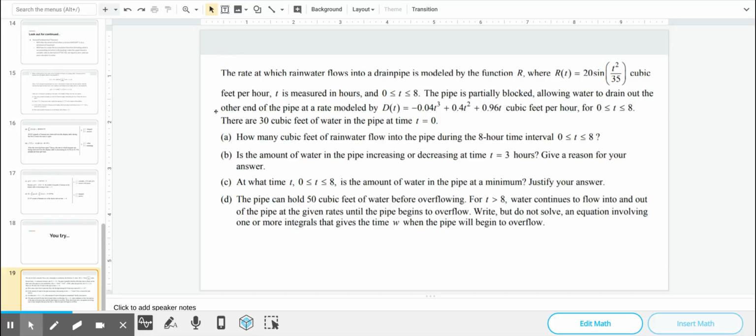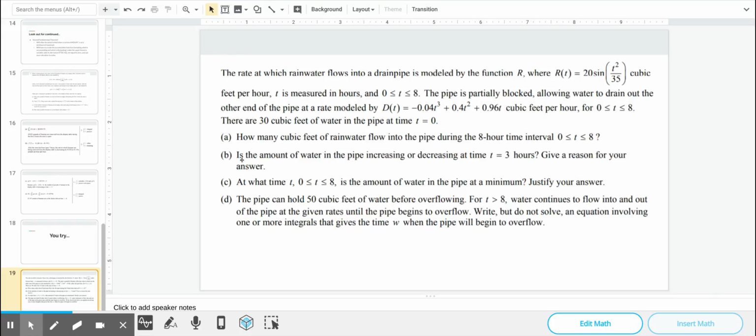The basic idea here is that we have a drain pipe where water is flowing into it from one end, and then it's flowing out the other end, but the drain pipe is partially blocked. The rate at which water is leaving the drain pipe is modeled there, and the rate at which water is coming in, or accumulating, is modeled here. So very similar to bananas, just water going into a pipe and leaving a pipe. And here's your initial value: 30 cubic feet of water at time t equals 0.